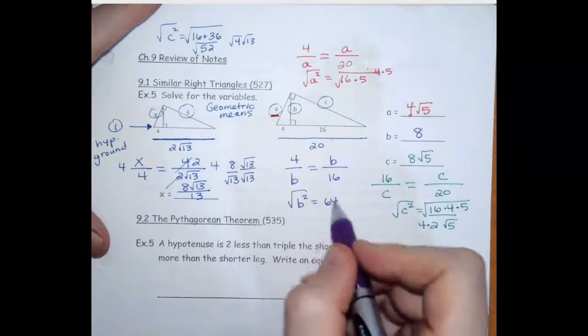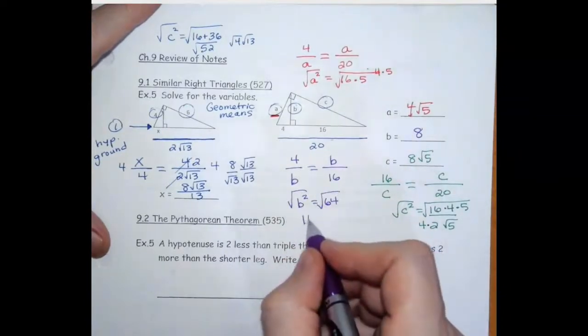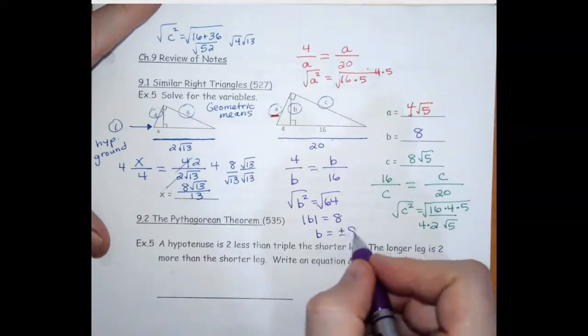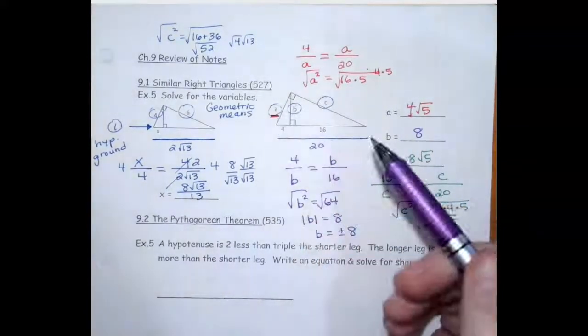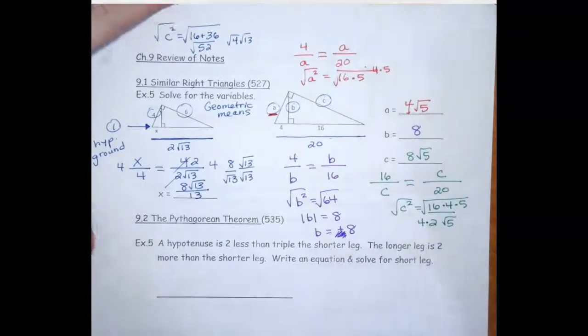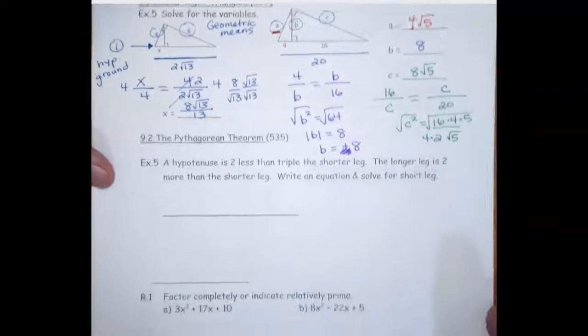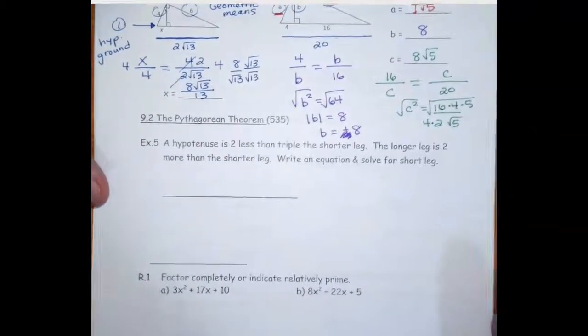Now, maybe a couple of you are saying, hey, that should be plus or minus 8. The mathematical answer for B would be plus or minus 8, but these are lengths. That's a length, and so it doesn't make sense to have a negative 8 length there. So that would just be 8. Okay, moving on to the next section.